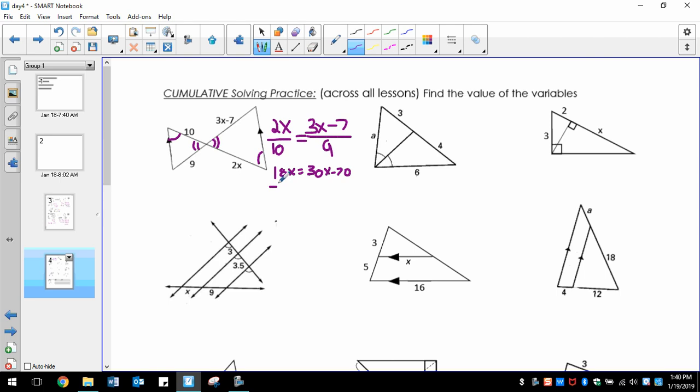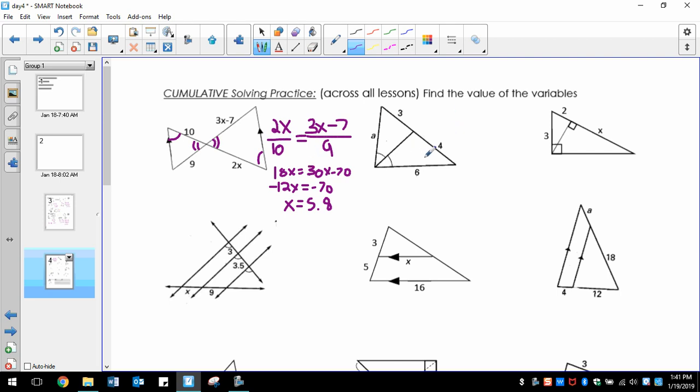You're going to subtract that over. And then divide. Oopsie. Negative 70 divided by negative 12 is 5.8 rounded. All right, so that was the first one.